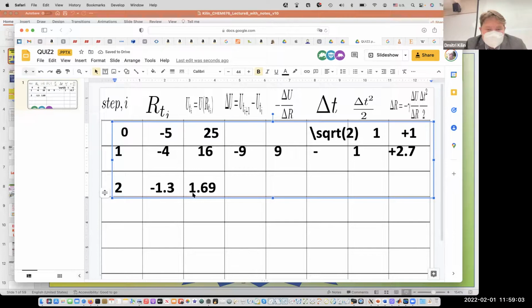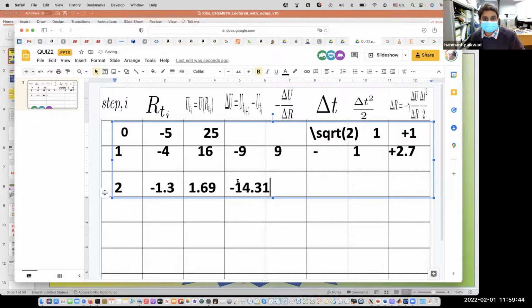The next is Hanmand. What will be 1.69 subtract 16? Can you compute it? Minus 14.31. Okay, yeah, thank you.